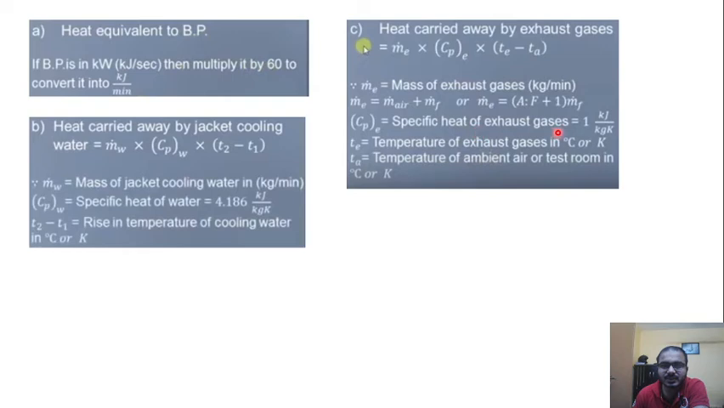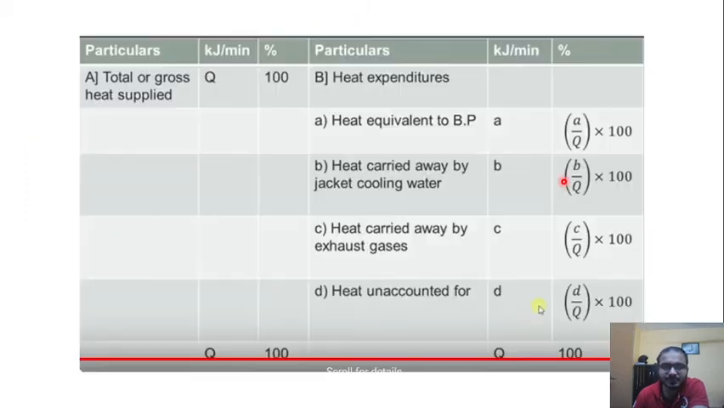Now the next is CPE, which is specific heat of exhaust gases, that is 1 kilojoule per kg Kelvin, and then TE is temperature of exhaust gases in degree Celsius or Kelvin, and TA is temperature of ambient air or test room in degree Celsius or Kelvin.